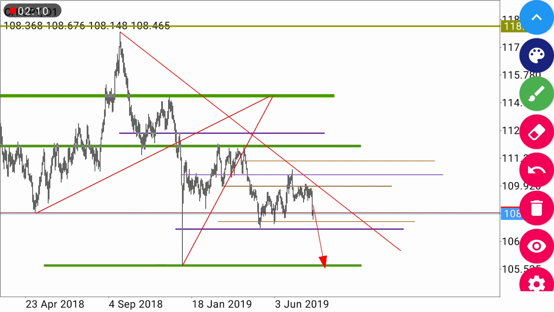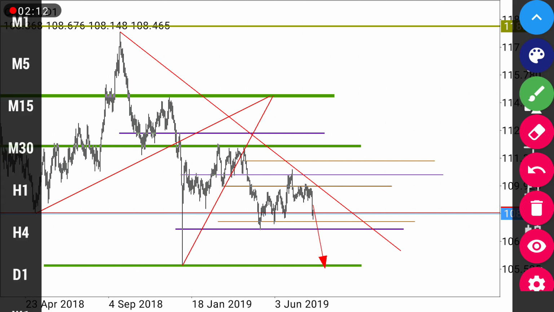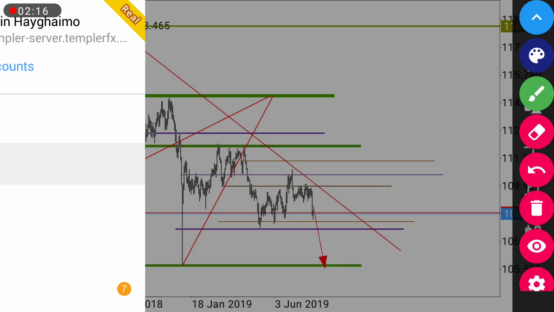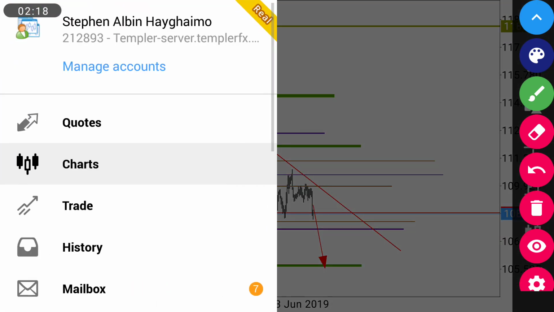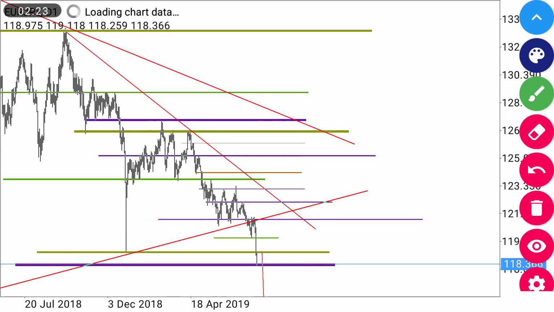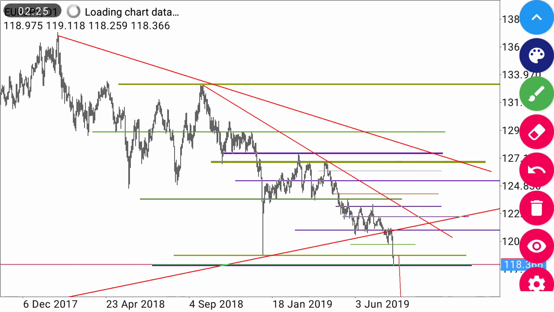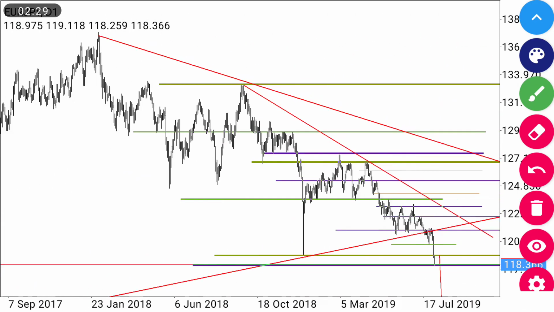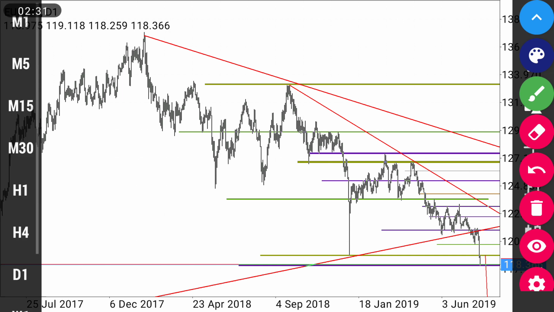Another pair which you're going to be focusing on apart from CHFJPY is EURJPY. And for EURJPY, you're going to be having a bearish direction. The reason behind it is because there was a trend line which was broken. Now we are anticipating that price will continue dropping down. This is the daily time frame.